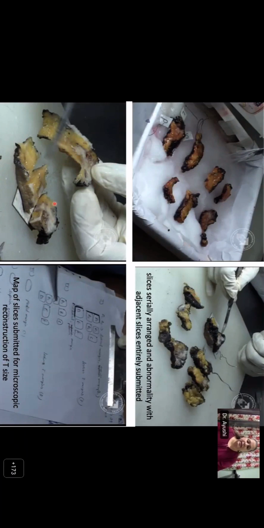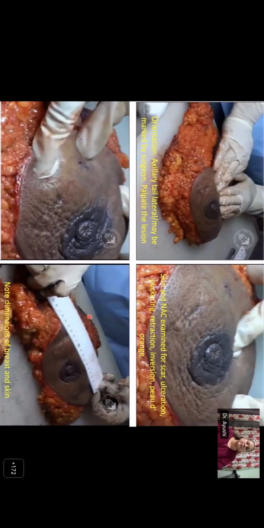Once the specimen is fixed, again the sections have to be taken in a grid where the slice with the radiographic abnormality has to be submitted entirely, and if we are identifying any gross abnormality, we should mark the area where we are finding abnormality in our sections also. This brings us to the next specimen, that is mastectomy.